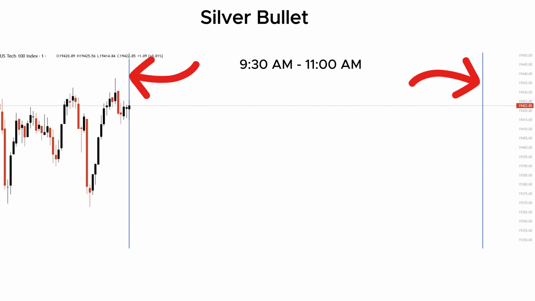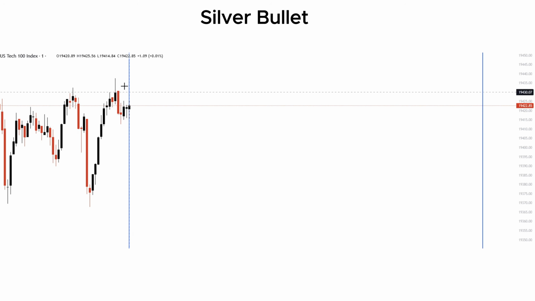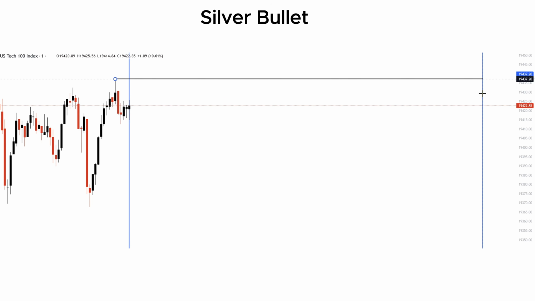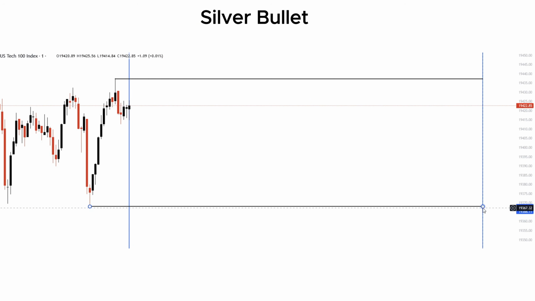So we want to mark the end of the silver bullet area at about 11 a.m. Keep in mind this is New York time zone that is also called the EST or EDT. After we mark the zone successfully, we need to identify the swing liquidity levels from both sides, the buy side liquidity as well as the sell side liquidity.